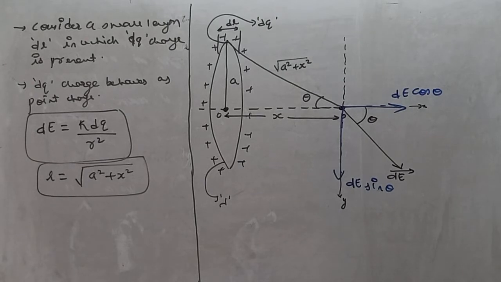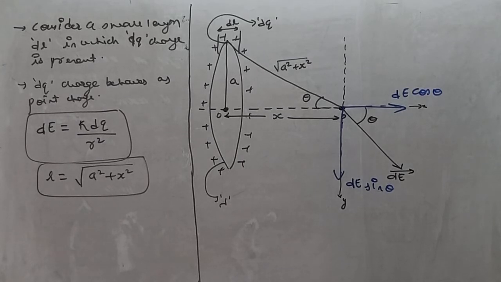Just try to understand what I'll write. At point P, we'll get two directions of electric field. One is towards the x-axis and the other is towards the minus y-axis. The value of the x component of electric field is dE cos theta, and the value of the y component is dE sin theta.